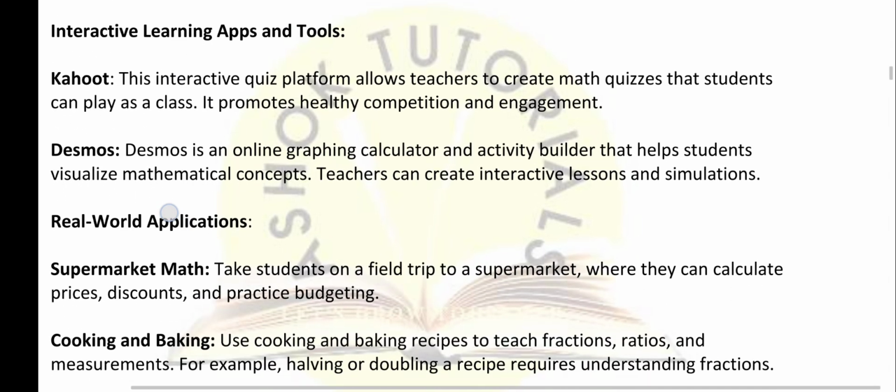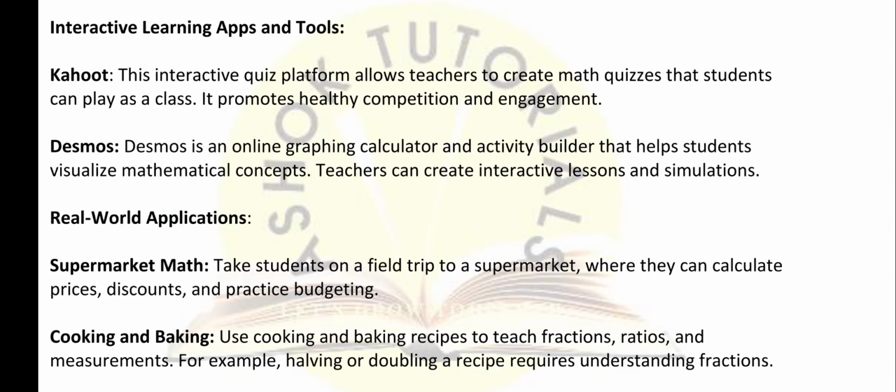Now we have interactive learning apps and tools. See, now everything is online, right? We have different websites, different apps where we can learn maths, chemistry, physics, biology. Everything is available online, right? So one of those is Kahoot. What is Kahoot? This interactive quiz platform allows teachers to create math quizzes that students can play as a class. It promotes healthy competition and engagement. So teachers can make use of this app and create different types of mathematical questions and ask the learners to solve them.